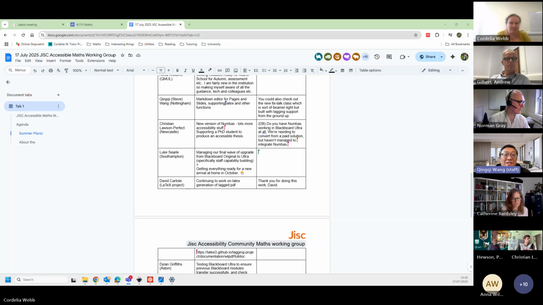maths knowledge or LaTeX knowledge. But these tools, Markdown editor, because I learned many maths colleagues know how to write Markdown because it's quite easy to integrate LaTeX in it to present things. So I've developed two web tools. One is called Markdown Slides, another is Markdown Pages.